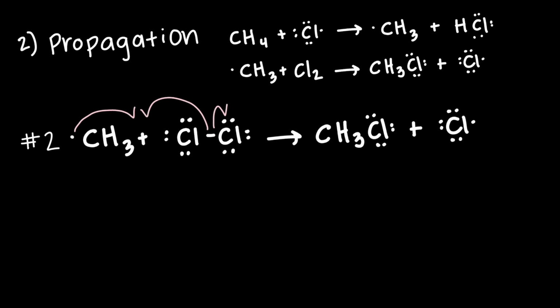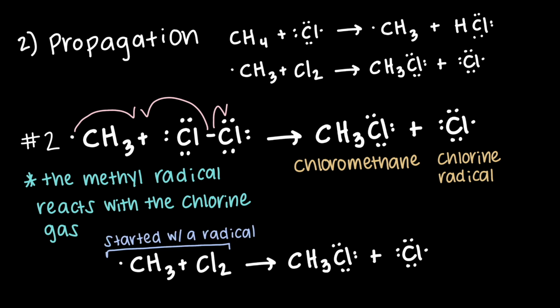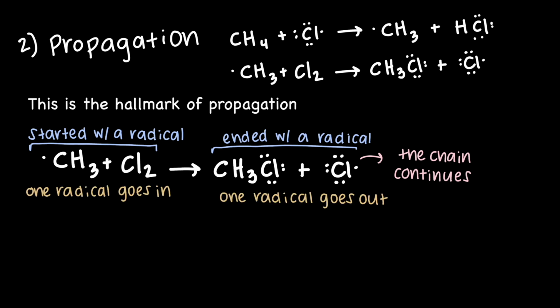Now let's look at the second propagation step. The methyl radical reacts with chlorine gas. This forms chloromethane and another chlorine radical. Again, notice the pattern. We started with a radical, we ended with a radical, the chain continues. This is the hallmark of propagation. One radical goes in, one radical comes out.